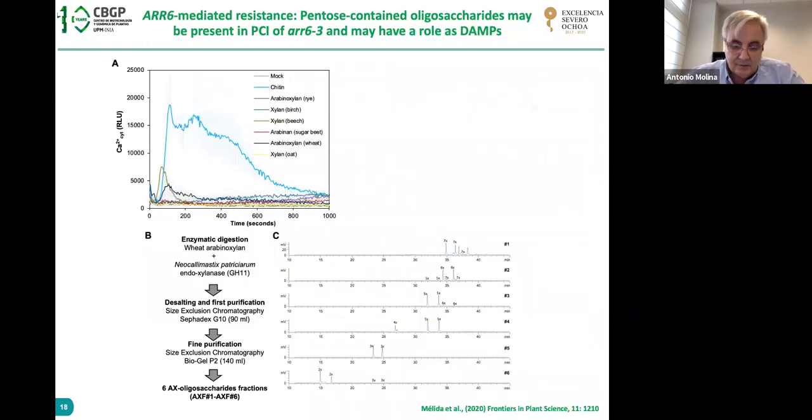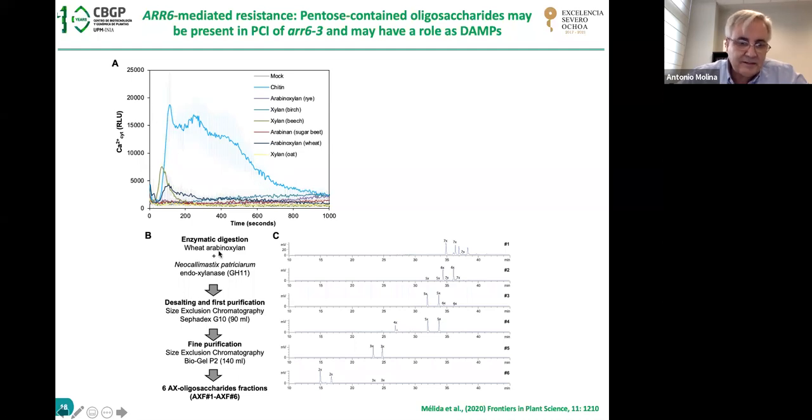And what we did was just to analyze the capacity of some of these arabinoxylans, xylans, or arabinans to trigger immune response in plants, compared with chitin, using again this calcium sensor system. And when we apply these compounds, you can see here that only arabinoxylans have some activity on triggering the calcium burst.